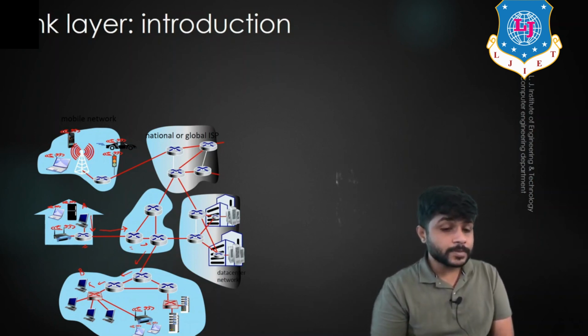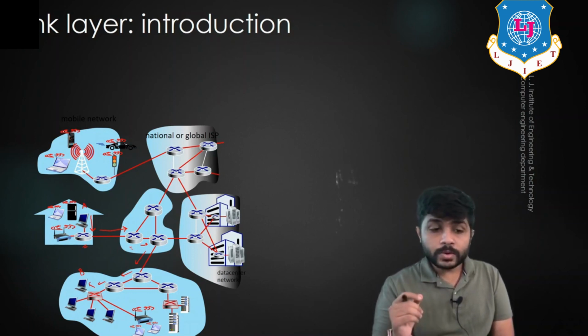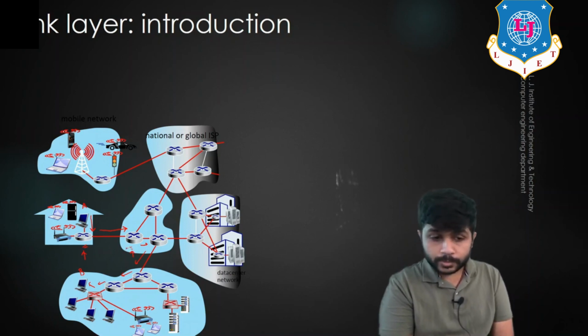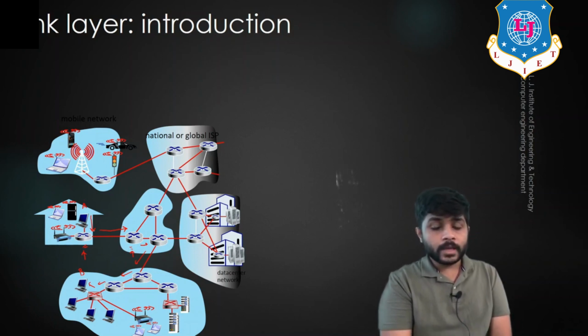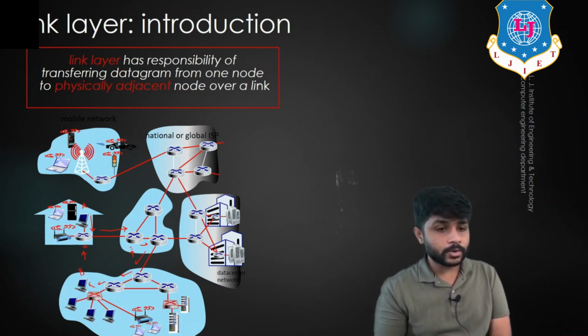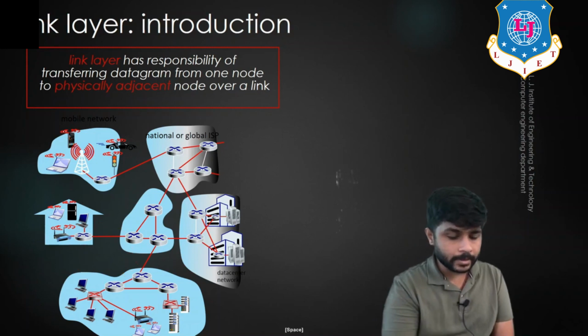Now, what is the responsibility of the data link layer? The responsibility of the data link layer is to transfer the data from one node to the adjacent node only. What I am trying to say is, when this router forwards the data to the next router, the responsibility of the data link layer completes. So the link layer is responsible for transferring a datagram from one node to the physically adjacent node over a link.